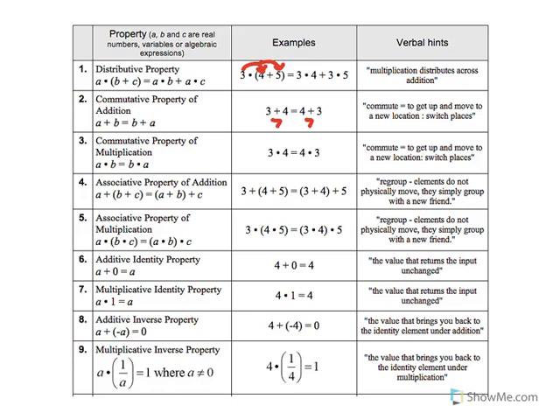All right? Same thing with multiplication. It's called the commutative property of multiplication. Again, you could take any two numbers and multiply them in any order. For example, 3 times 4 is the same thing as saying 4 times 3. So you're still going to get 12, and then 4 times 3 is also 12. So the order does not matter. You're still going to get the same result.